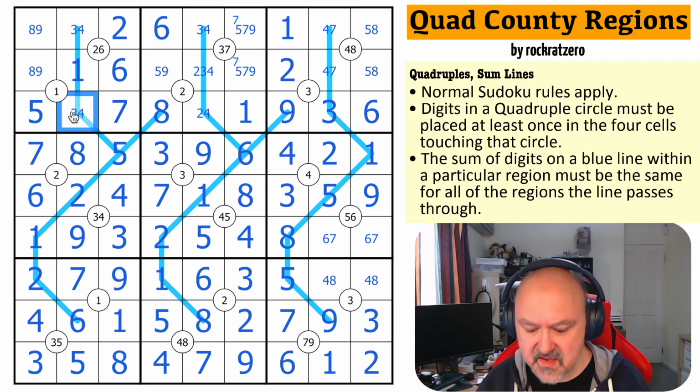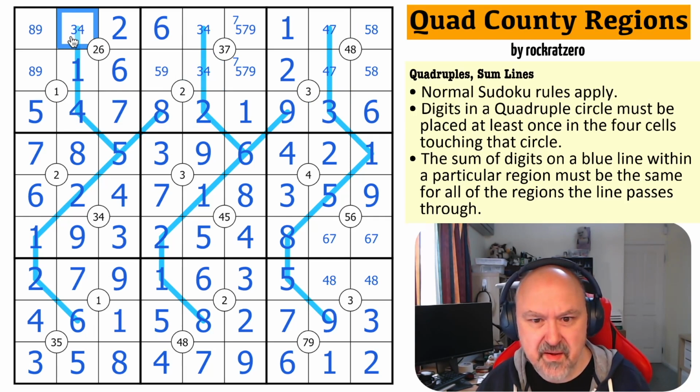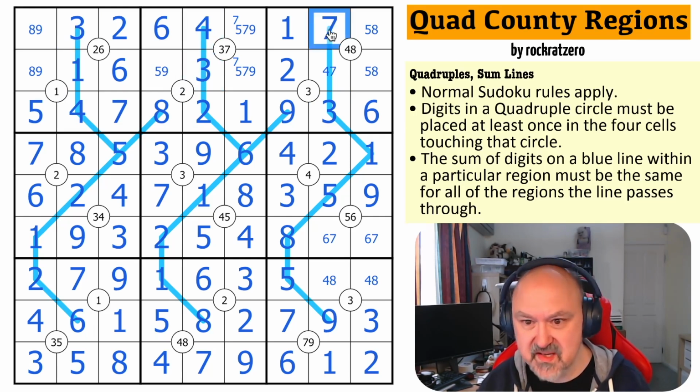The 3 looks back, making this 4, which makes this 2, which takes 2 out of there. That makes this 3, which makes this 4, which makes this 3. The 4 looks across, making this 7 and this 4. The 7 looks back, saying that's not 7, so this is 7.